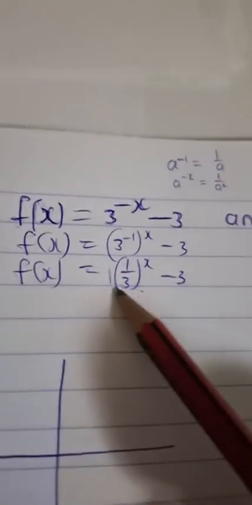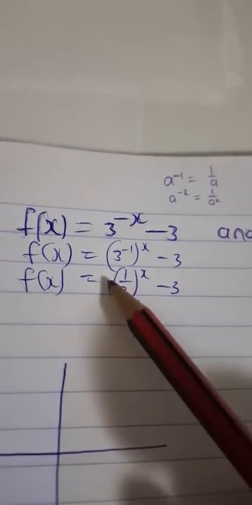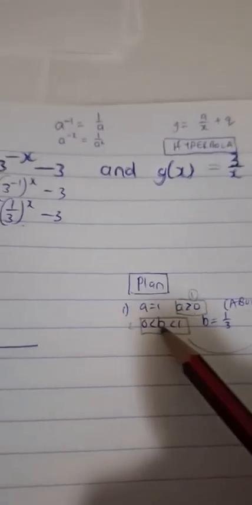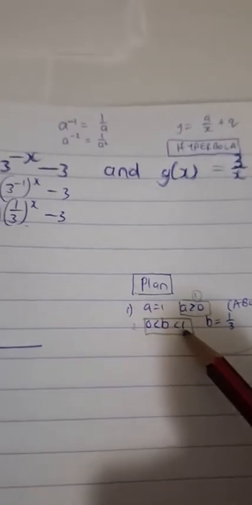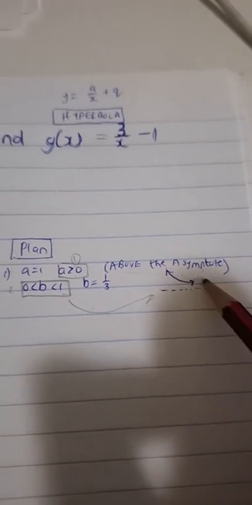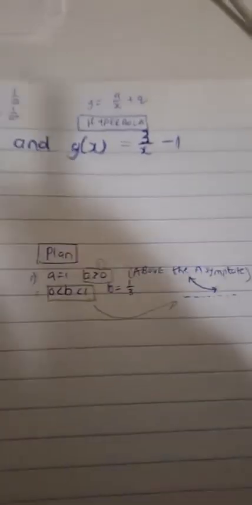So very importantly, this here before 1 over 3 is my a value, and the a value, if it's greater than 0, means that the function is above the asymptote. b, on the other hand, if it's between 0 and 1, and b here in this case is 1 over 3, it means that the function will be a decreasing function above the asymptote. And that's very important. So that's 1.